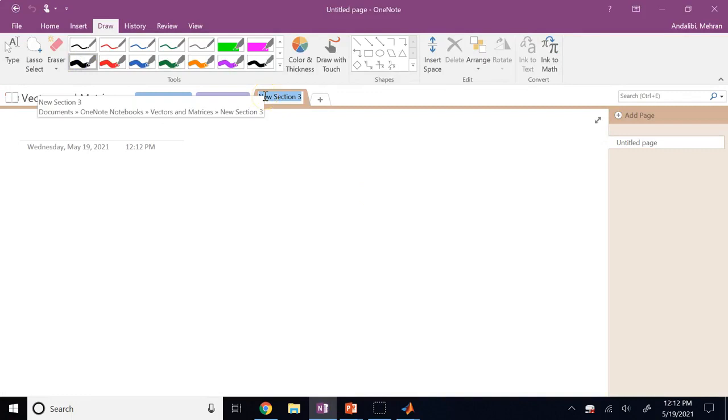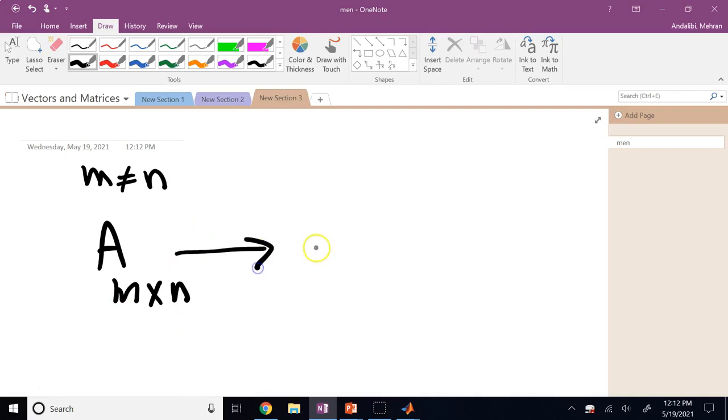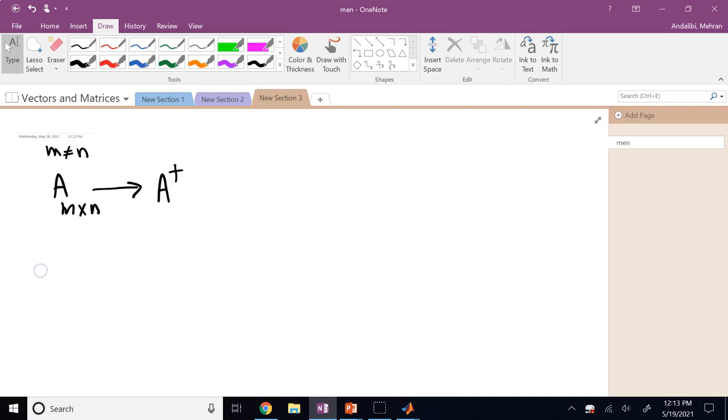What is that? So if your matrix is not square, if A is m by n, and m is not equal to n, then you cannot define inverse the way that you traditionally do in linear algebra. What you define for this matrix is something called a pseudo inverse, and you denote it with A plus. It's not like a cross, it's like a plus. And for A plus, there are two versions of it, left pseudo inverse and right pseudo inverse.